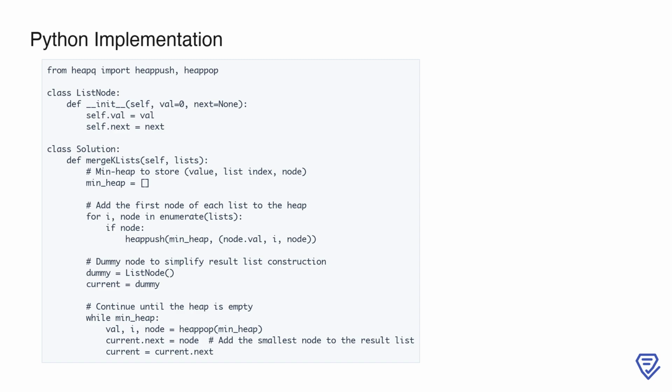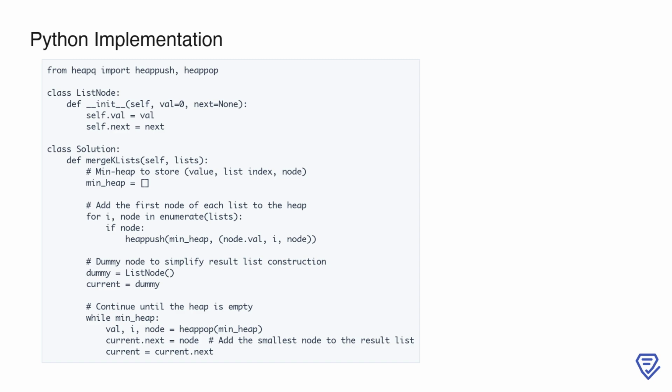First, we initialize an empty min heap. The heap will store tuples of the form (value, list index, node), where value is the node's value, list index helps us keep track of which list the node belongs to, and node is the actual node object. We then iterate over each list in the input. If the list is not empty, we push its first node into the min heap using heappush. This ensures that the smallest node from each list is added to the heap. To simplify the construction of the merged result, we initialize a dummy node. The current pointer starts at this dummy node and will help us build the merged linked list step by step.